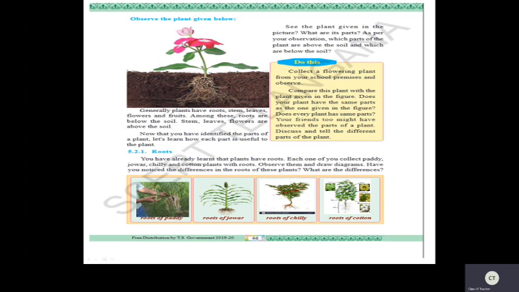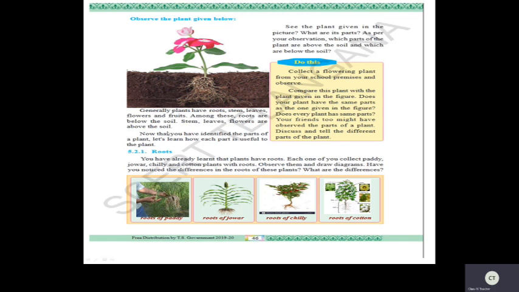Now see here, observe the plant given below. See the plant given in the picture. So what are its parts? Now we have seen it in a picture, right children? Yes, we know about all these parts. Generally, plants have roots, stem, leaves, flowers and fruits.